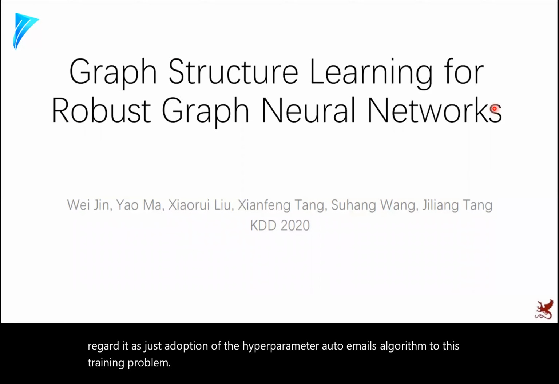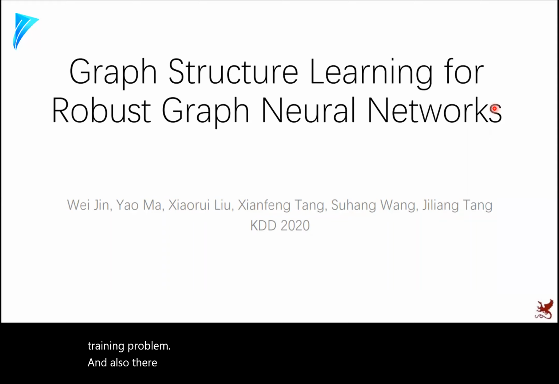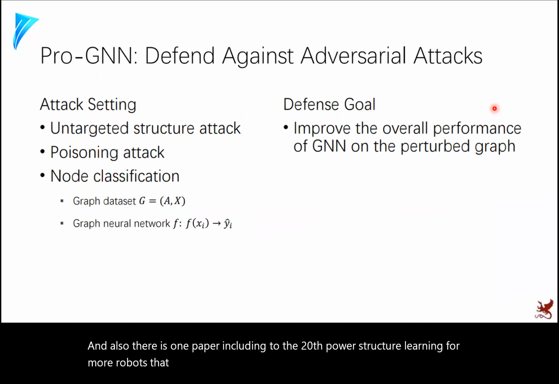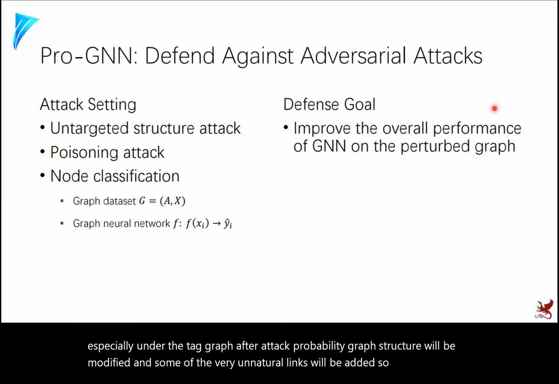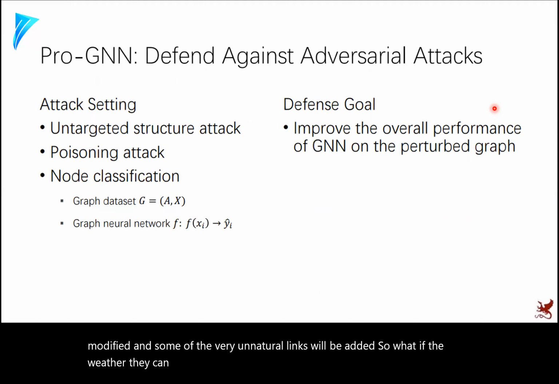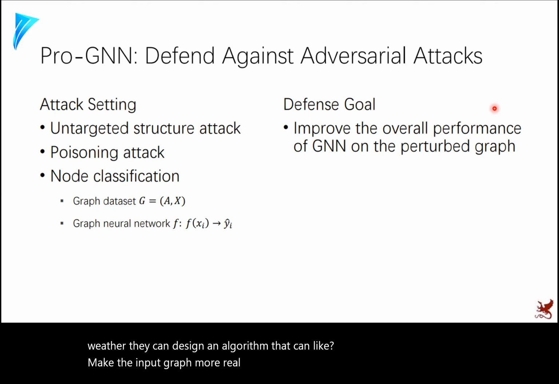Also, there is one paper in 2020 about structure learning for more robust GNNs. Their motivation is that many graphs are noisy, especially under attack. After an attack, the graph structure will probably be modified and some very unnatural links will be added. So can they design an algorithm that makes the input graph more realistic and removes all those unnatural links?